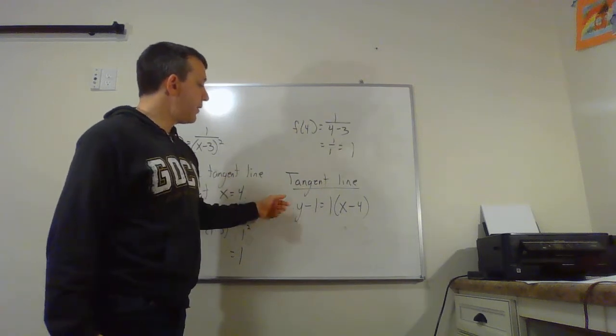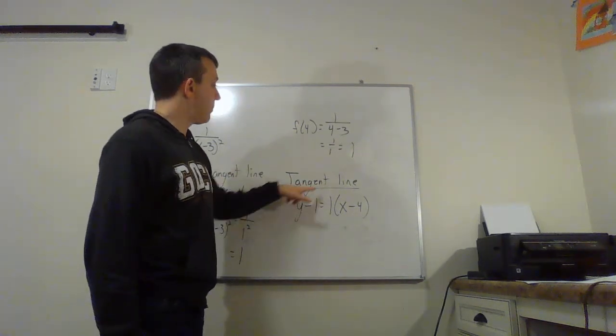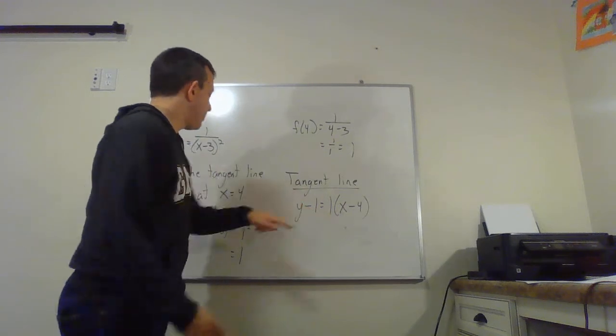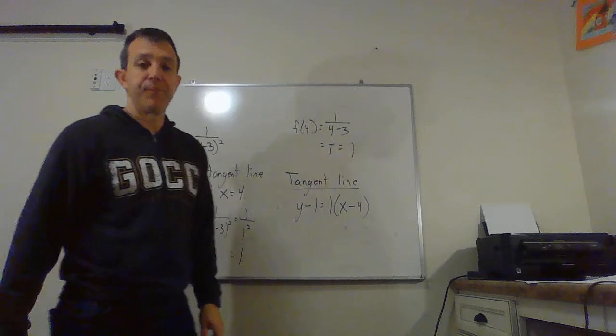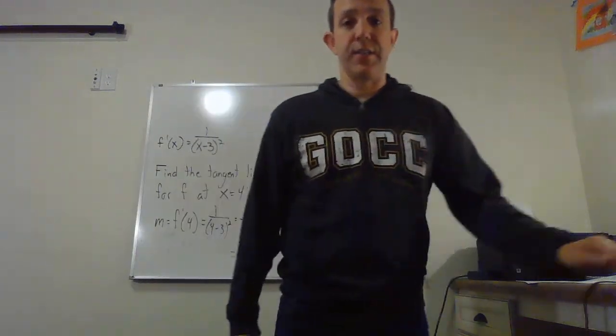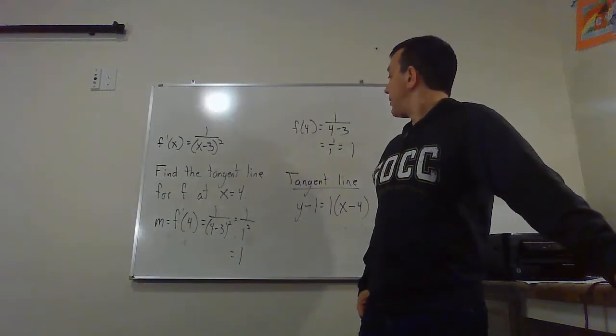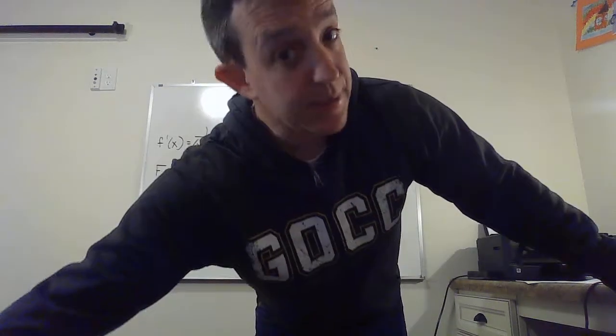So the tangent line in point slope form is y minus the y coordinate of 1 is equal to my slope times x minus the x value of 4. And there we go. There's our equation for this tangent line. So let's go ahead and get another board and talk about some more fun stuff.